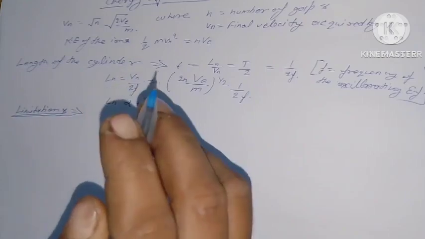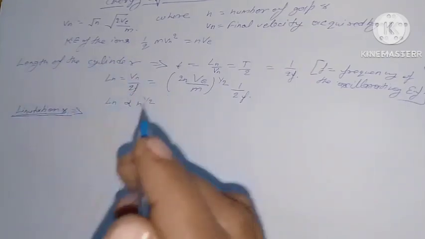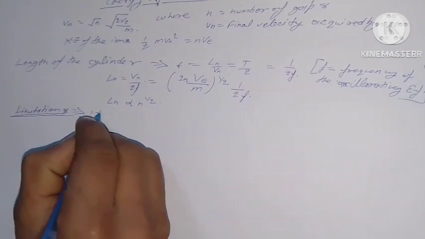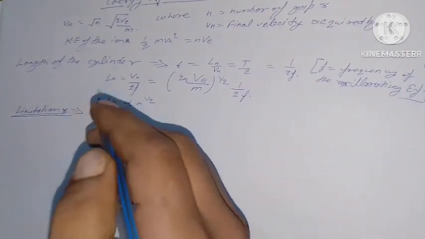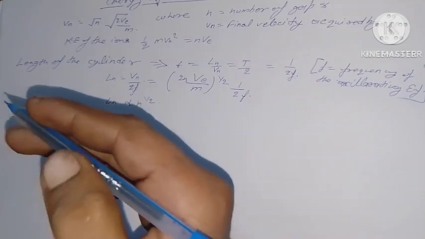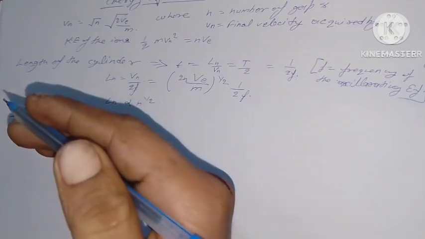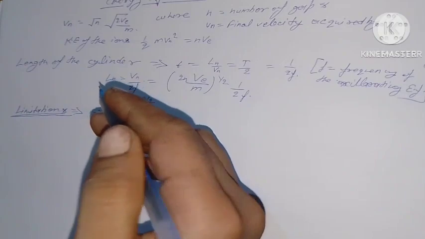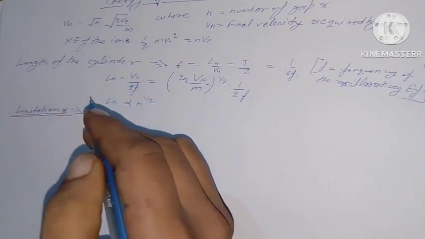Limitations. Okay. The limitations of the linear accelerators are: first, the length of the accelerators becomes inconveniently large, and it is difficult to maintain vacuum in such a large chamber.